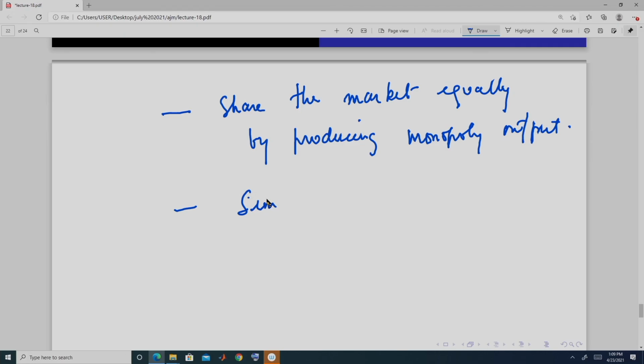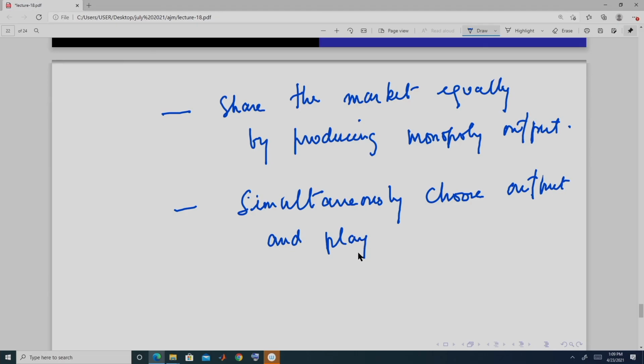or do not bother, simultaneously choose output and play the Cournot Nash outcome. Okay, suppose this is.